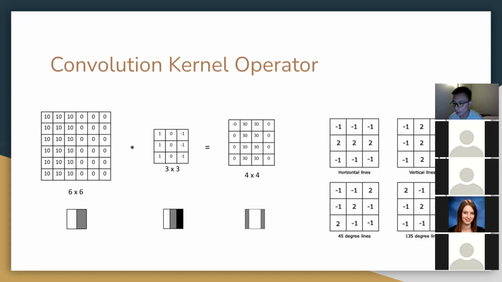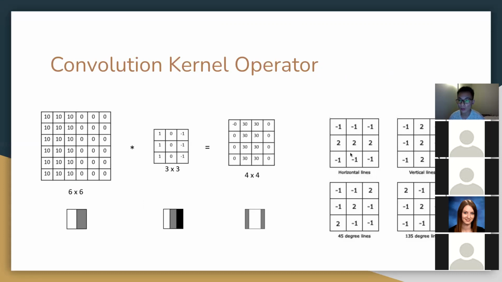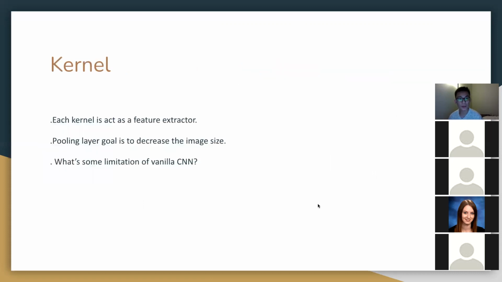So do you guys have any questions? Okay, so basically each kernel acts like a feature extractor, and the pooling layer is to decrease the image size. But what are some limitations of vanilla CNN? Let's go to the next slide.